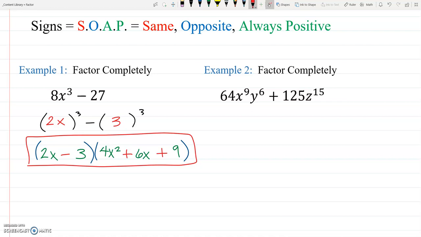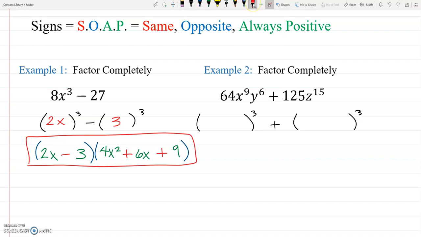Example 2. Okay, same thing. I need to start, and this is as hard as it gets. Again, I can't really make it harder than this. I need to start by figuring out what's being cubed, and in this case it's plus what's being cubed. All right, that'll be my a and b.